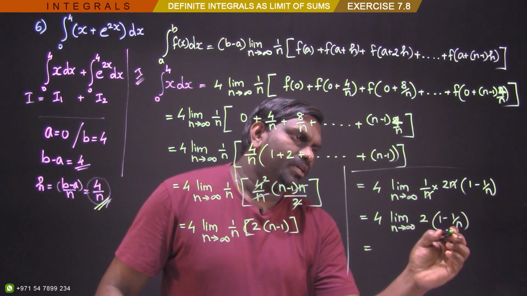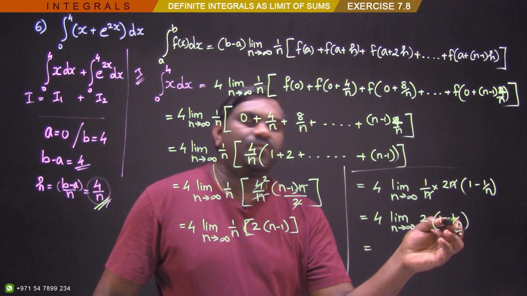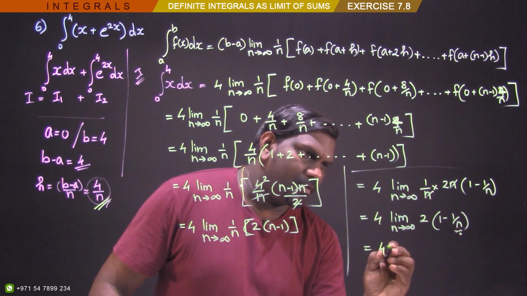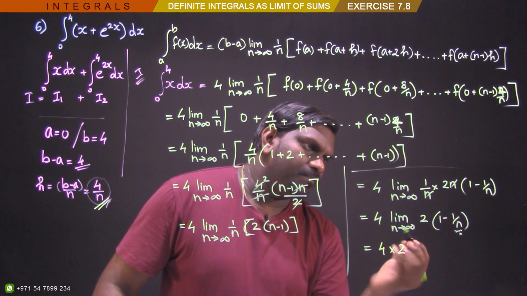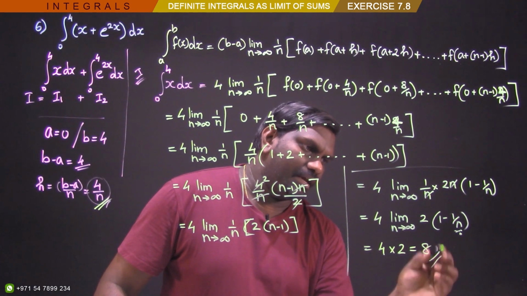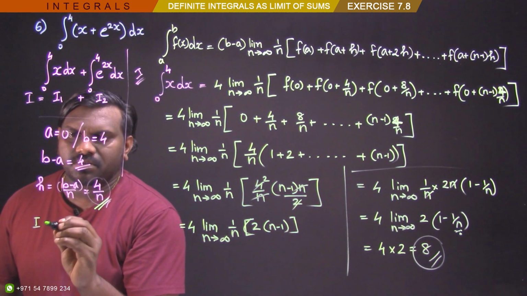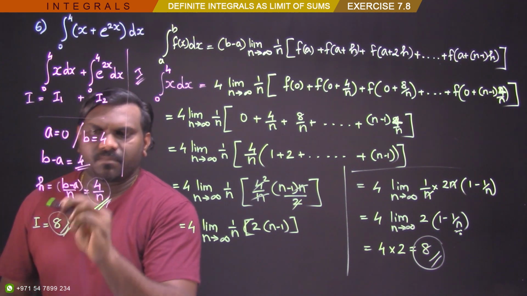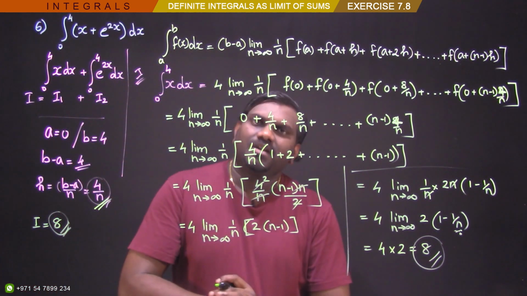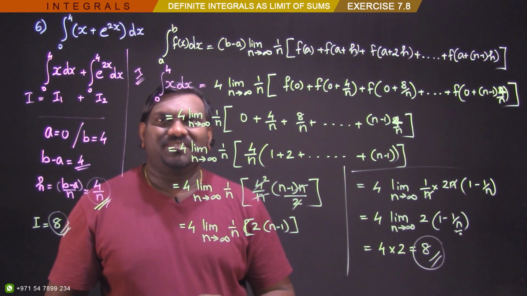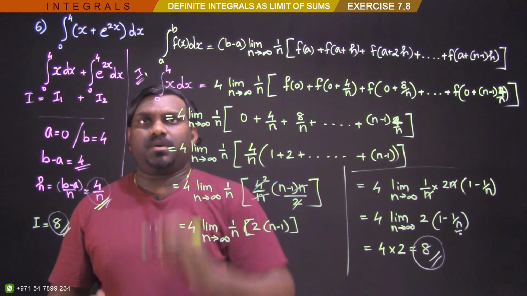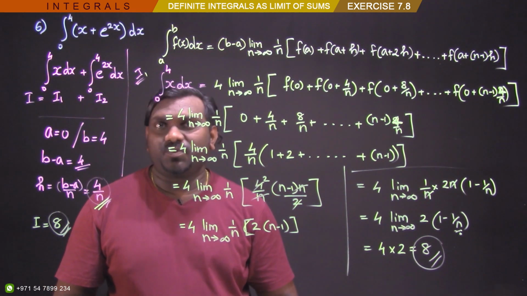Apply the limit: the 1 by n term is 0 because n is infinity. So that will be 4 into 2, that will give you 8, dear. So what is my first answer? Your I1 is going to be 8. Now just find I2 then. Okay, this is I1, right? Yes, I1. So we will go ahead and find I2.